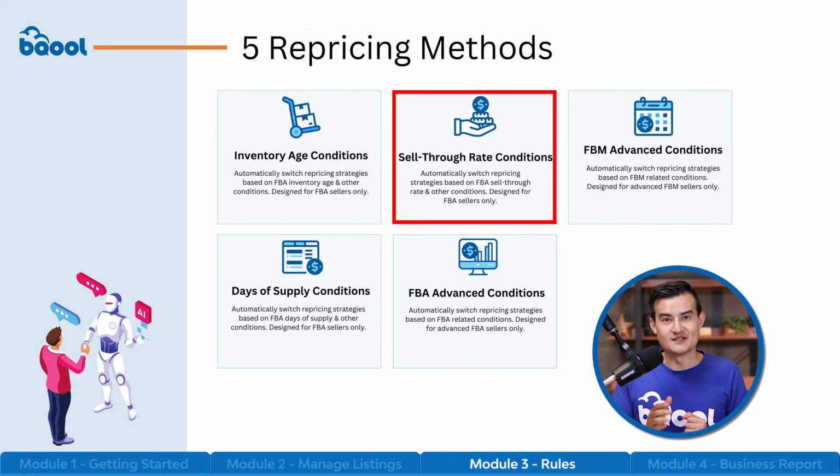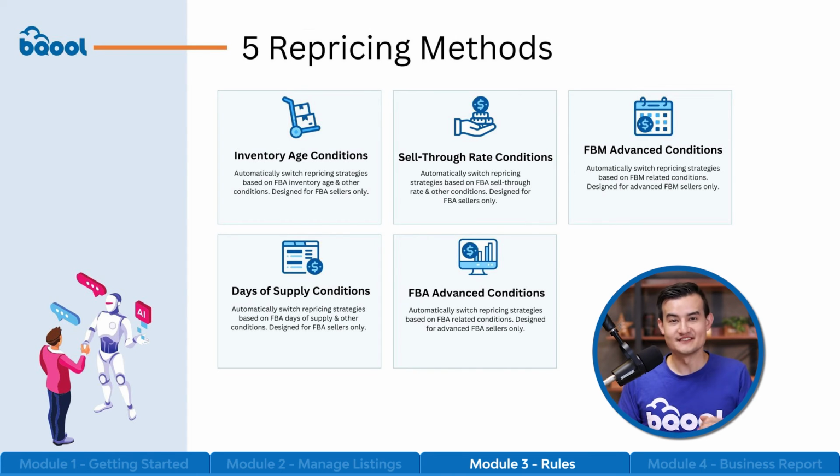You could also use this for books. For sell-through rate conditions, this is more for wholesalers or private labels, which have higher volume inventory. You have over 90 days of inventory. This will help you sell faster, which will increase your IPI score and give you more free storage space.